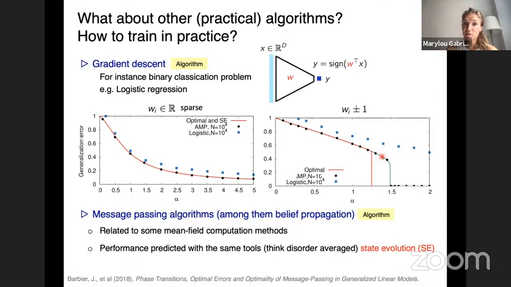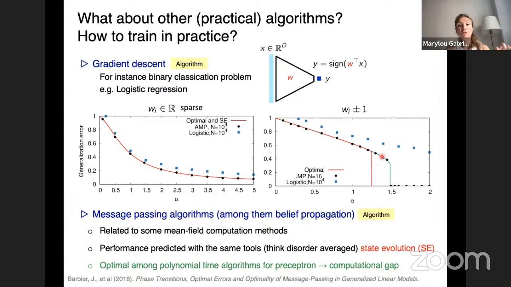And actually, for example, in this case of the perceptron, those message passing algorithms are also believed to be optimal among polynomial time algorithms. So what does this mean? This means that, of course, if there is a Bayes optimal solution, then if we had an infinite amount of time to look for it, we would find it. And it would be really what we would be aiming for.